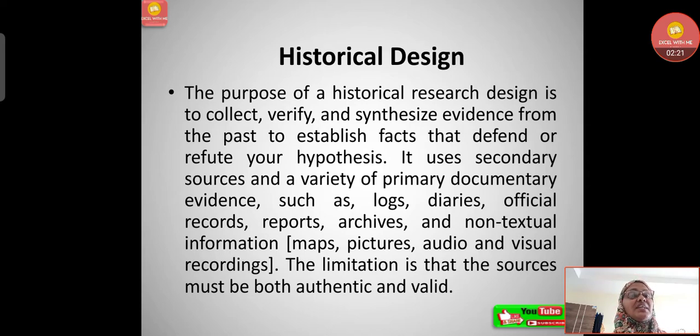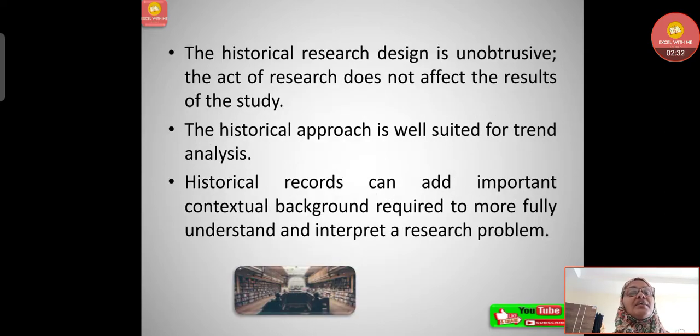The limitation is that the sources must be both authentic and valid. Obviously, the sources should not be duplicated. The original sources should be taken for the research design. The historical research design is unobtrusive. The act of research does not affect the results of the study. Obviously, whatever historical design is there, it will not affect the result of the study.